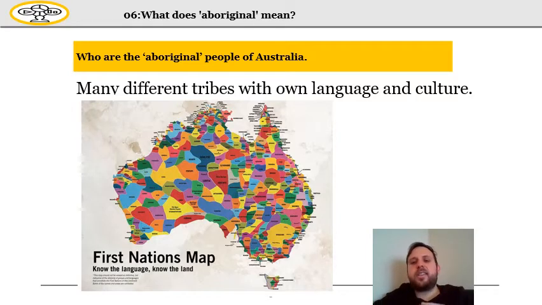And it's not just that the Aboriginal people are one group of people. They're actually a group of different tribes, so different groups of people who all speak a slightly different language as well. So if you look at this map of Australia, all these little colours represent a different Aboriginal tribe that lives there. There's so many different tribes in Australia that we can't really say that they're one group of people. They're lots of groups of people, okay? They've lived there for such a long time, and they've got their own language, and their own culture, and we'll be looking at that today to find out what that means.